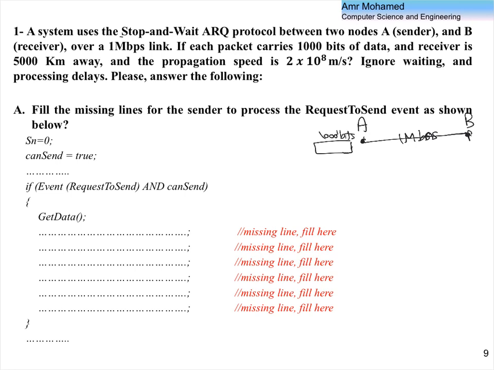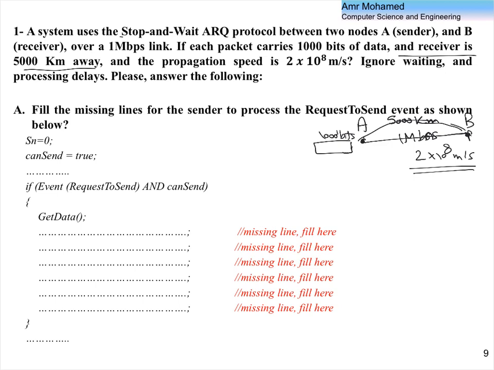Okay, and the receiver is 5,000 kilometers away. So the distance between A and B is 5,000 kilometers, and the propagation speed is 2 times 10 to the power 8 meters per second. Of course, as you can imagine from these values, we can calculate the transmission delay and the propagation delay.